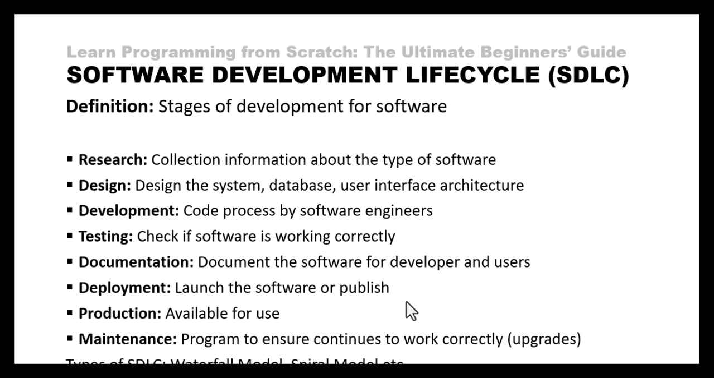You have the spiral model. From the spiral model, you have agile development. There are so many models that you can read about. But as a beginner getting into software development, this is enough information. This is a good enough foundation in the software development lifecycle. So this is what you need to know about what the software development lifecycle is.